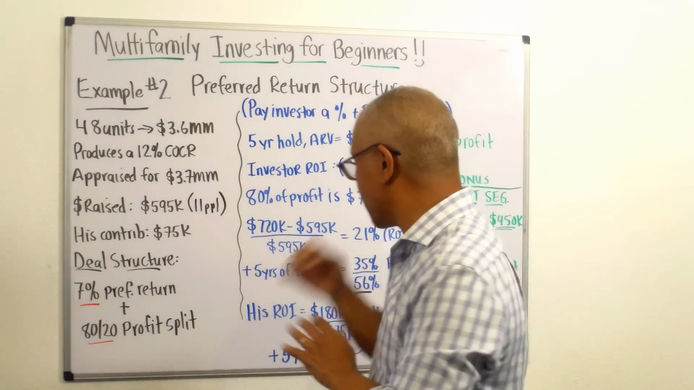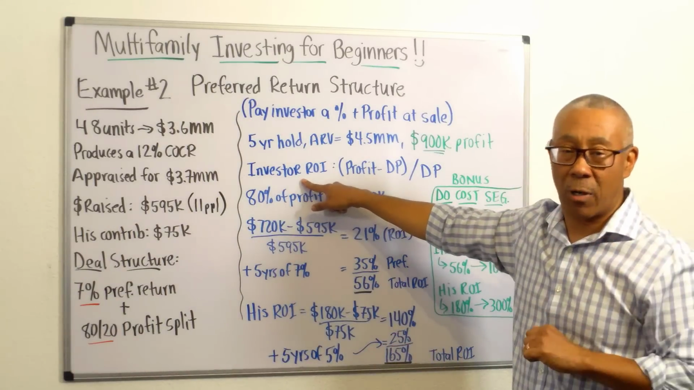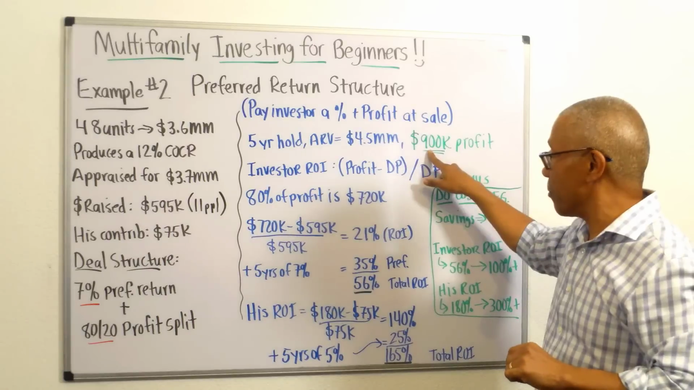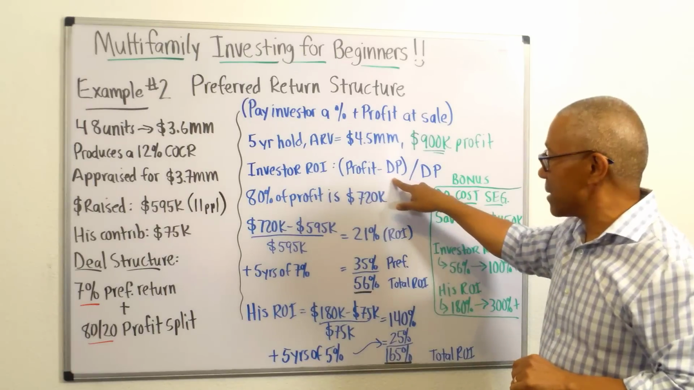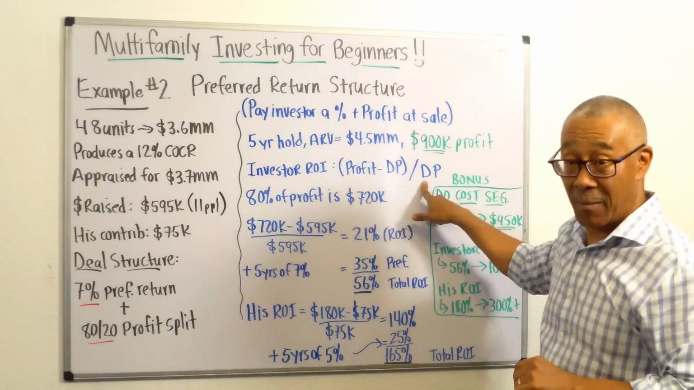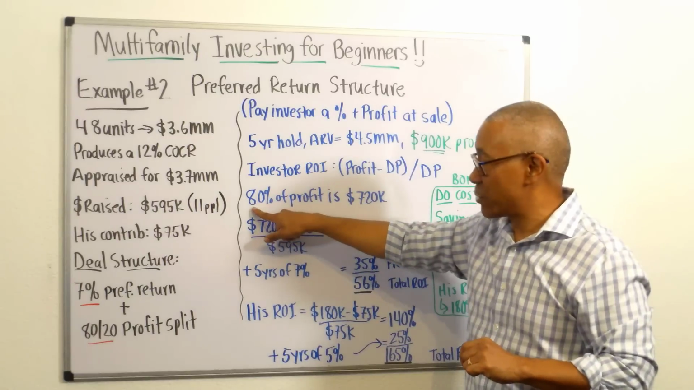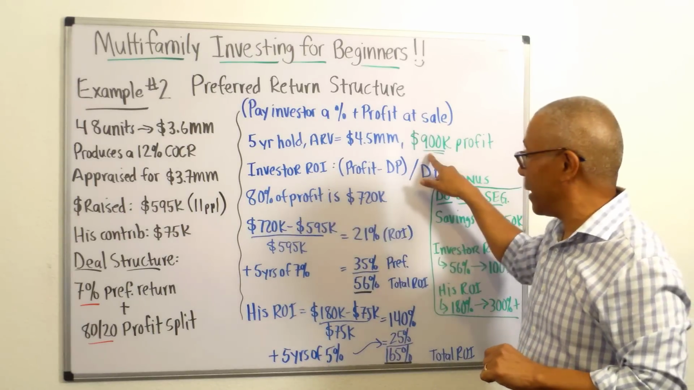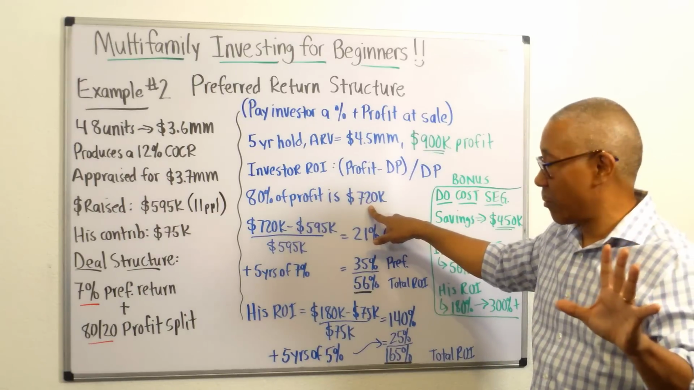Okay, so here's how you calculate the investor ROI. The formula is this: the profit. Okay, here's the profit here. So the investor profit minus the down payment divided by the down payment. Okay, so that's the calculation. Now, remember that the investor is getting 80% of the profit, okay? So 80% of $900,000 is $720,000. That's what our investor is making when we sell the property, okay?